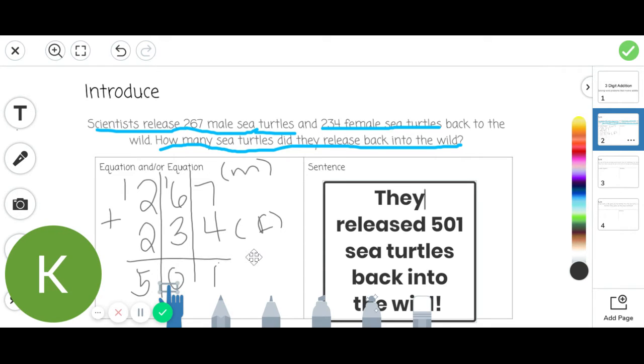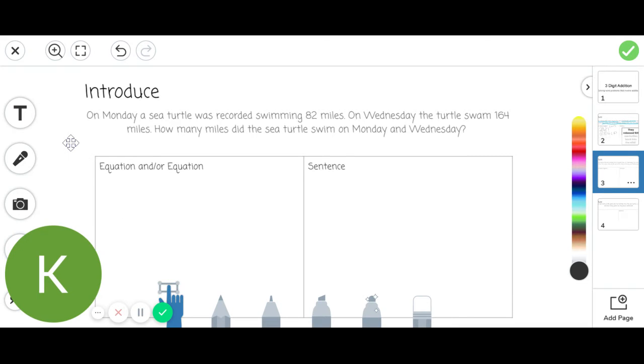Alrighty, let's give this next problem a try. Follow along while I read. On Monday, a sea turtle was recorded swimming 82 miles. On Wednesday, the turtle swam 164 miles. How many miles did the sea turtle swim on Monday and Wednesday? Let's underline that question. How many miles did the sea turtle swim on Monday and Wednesday?